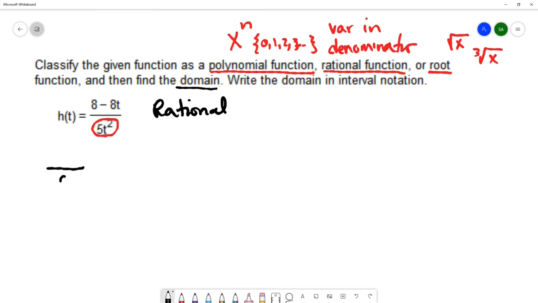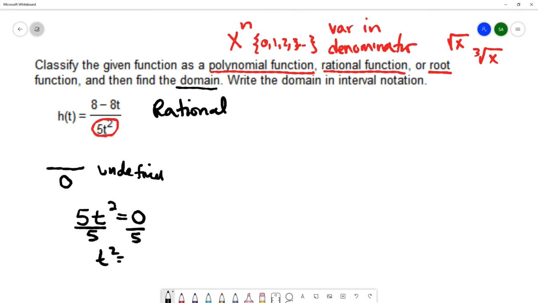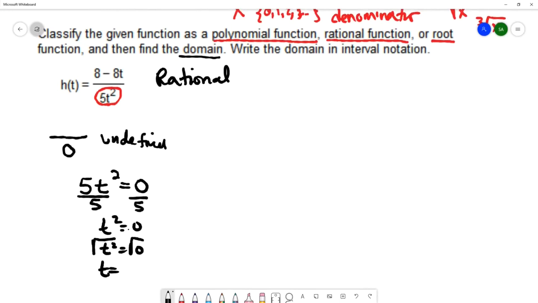We have a restriction that we're not allowed to divide by 0 because division by 0 is undefined. So we can find our restricted values, the numbers that we're not allowed to plug in, and then everything else will be allowed. So we're going to take our denominator of 5t squared, set that equal to 0, and solve. This is going to give us our restricted values. I would divide by 5. That gives t squared equals 0. I can square root both sides. And that gives me t equals 0.